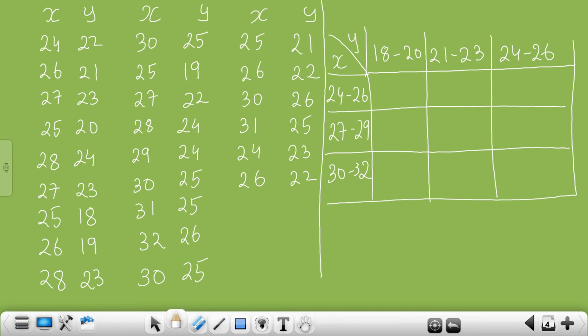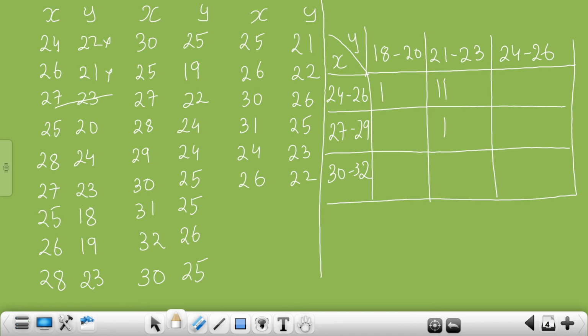Alright, so we will put one tally mark over there for now. So we will cut down 24 and 22. Right, now accordingly we will look at the second one, which is 26 and 21. So 26 and 21 again come in the same class. Now for 27 and 23, the value of x is 27 in the second class interval, and the value of y, 23, is in the second class interval.